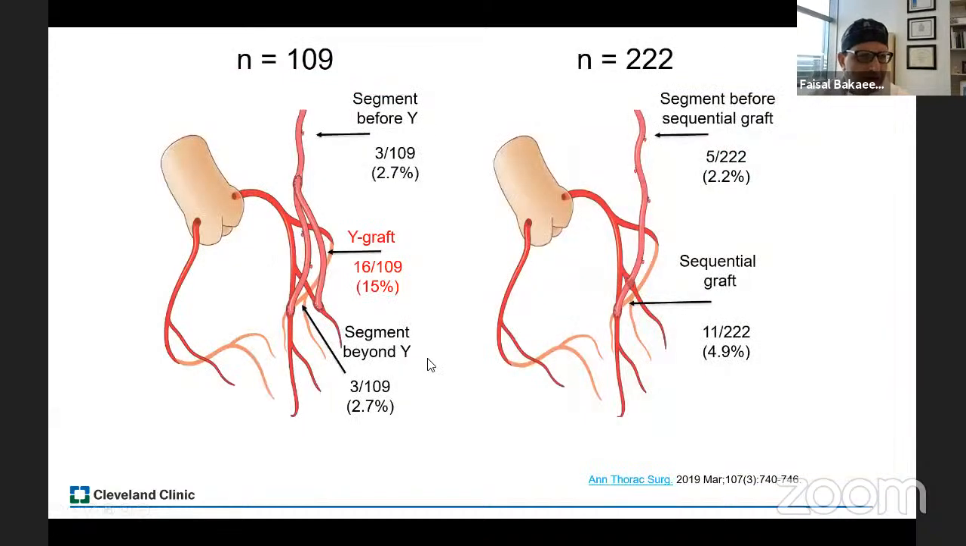And we looked at how the composite's patency panned out at the clinic, and the patency rate for the composite graft is slightly lower than sequential, but not that much lower. It's only 15% down at 10 to 15 years. That's way better than a vein graft.